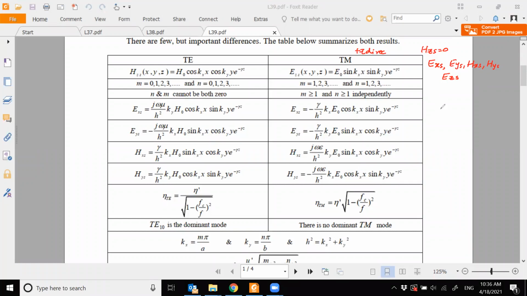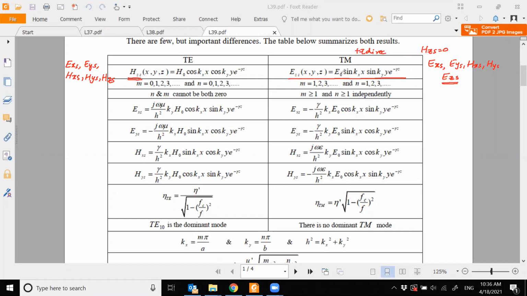And here also we will do the same thing. We will first try to solve for the field component which is in the direction of propagation, very similar to our TE case. Because in our TE case, we have EXS, EYS, HXS, HYS, and you will also have HZS. Okay, so if we do it in a similar manner, we will get this as my component.